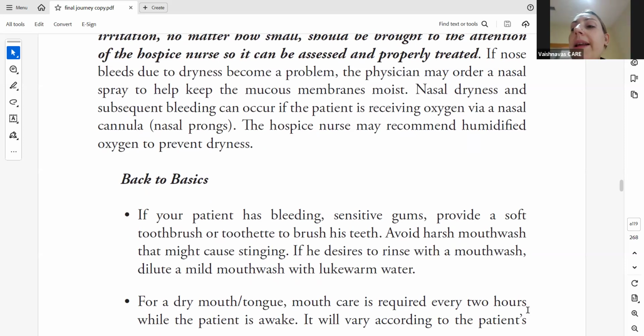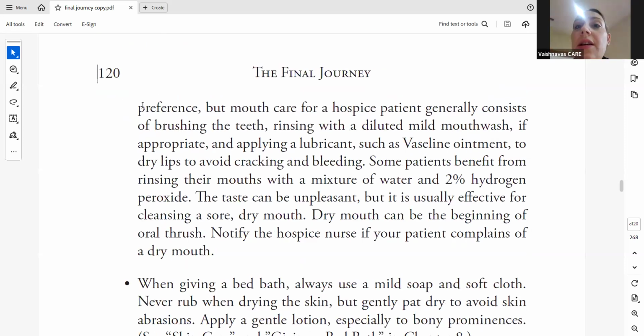It will vary according to the patient's preference, but mouth care for a hospice patient generally consists of brushing the teeth, rinsing with a diluted mild mouthwash, if appropriate, and applying a lubricant such as Vaseline ointment to dry lips to avoid cracking and bleeding. Some patients benefit from rinsing their mouths with a mixture of water and 2% hydrogen peroxide. The taste can be unpleasant, but it is usually effective for cleansing a sore, dry mouth.